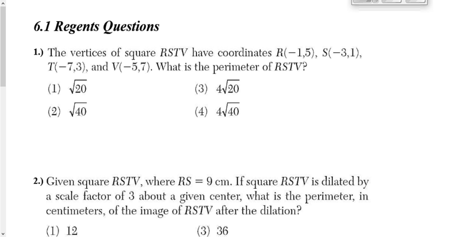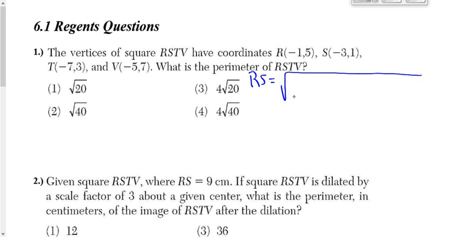Or I mean R and T. If I did R and T, that would be diagonal. RS is a side. Okay. So maybe I'll just get the distance of RS right there, right? RS equals square root of a bunch of stuff there. Give you a second.